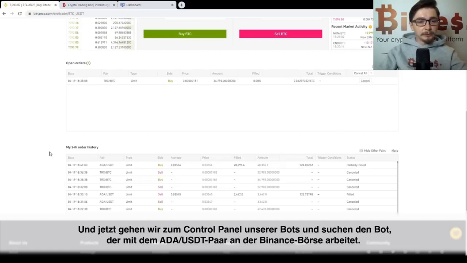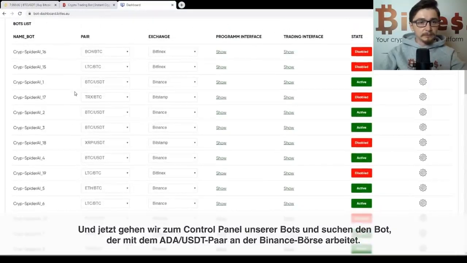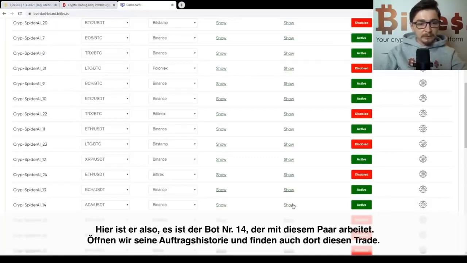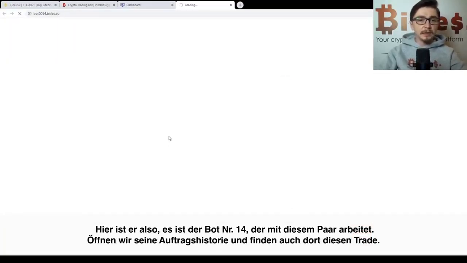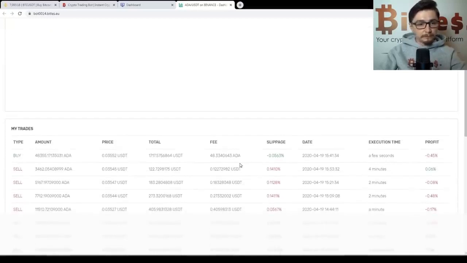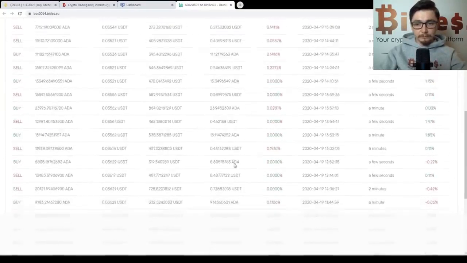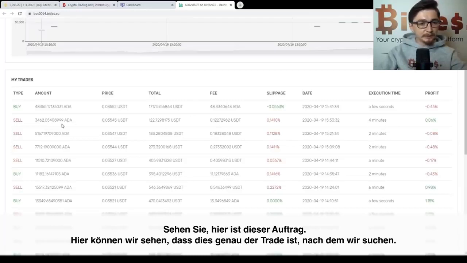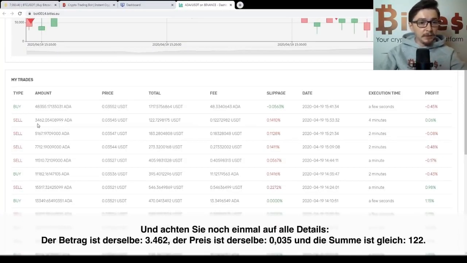Okay, and now let's go to the control panel of our bots and find the bot that operates with the 88 to USDT pair at Binance Exchange. So here it is, it's the 14th bot that operates with this pair, so let's open its history of orders and find this trade there as well. So here it is. Here we can see that this is exactly the trade that we are looking for, and pay attention to all the details again. The amount is the same, 3,462, price is the same, 0.035, and total is the same, 122.